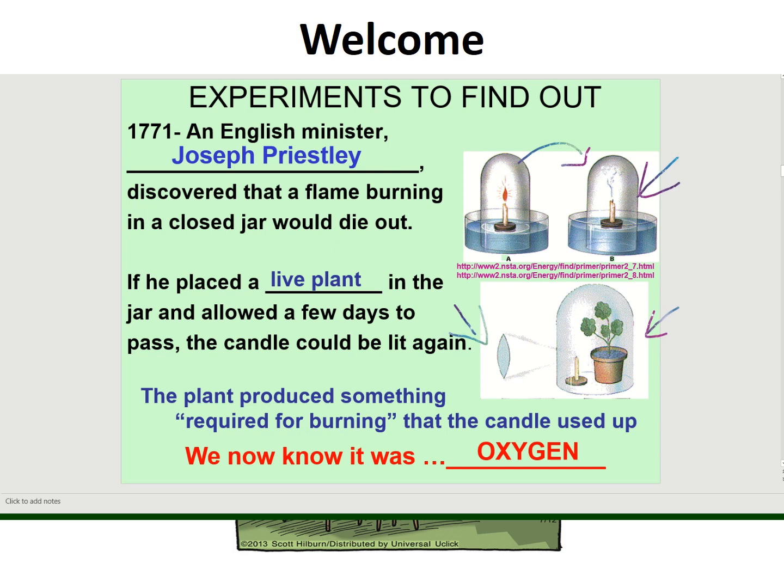And how is it that the light was able to turn on? What was in there that wasn't in there before? It wasn't up here, but it was down here. What did the plant give that candle? The plant produced something required for burning that the candle used up. We now know it was oxygen. So it uses water and carbon dioxide and it makes oxygen.